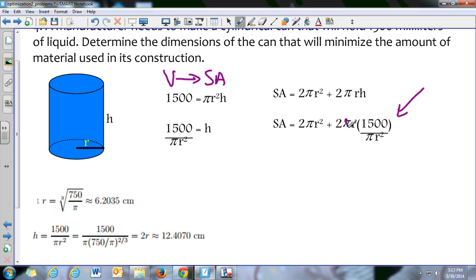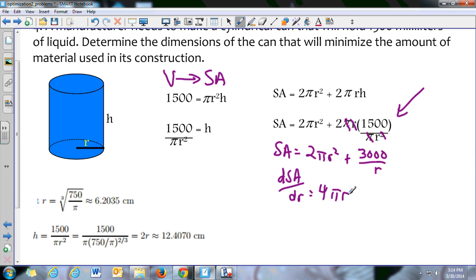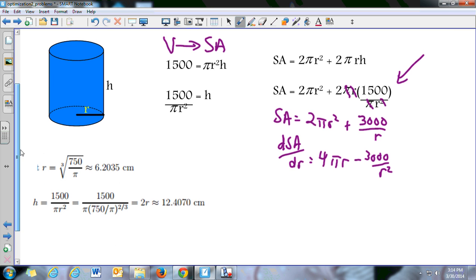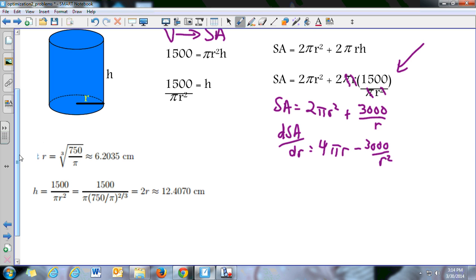Pi on top, pi on bottom. Those will cancel out. I can cancel that r with one of those. And so my surface area is 2 pi r squared plus 3,000 over r. Take your derivative: 4 pi r minus 3,000 over r squared. Here, set that equal to 0.